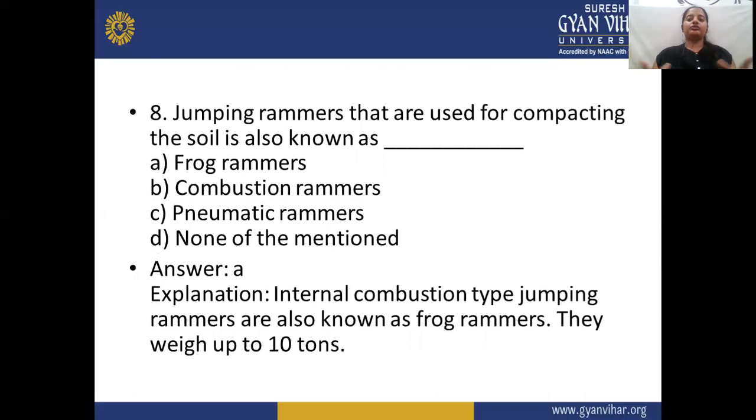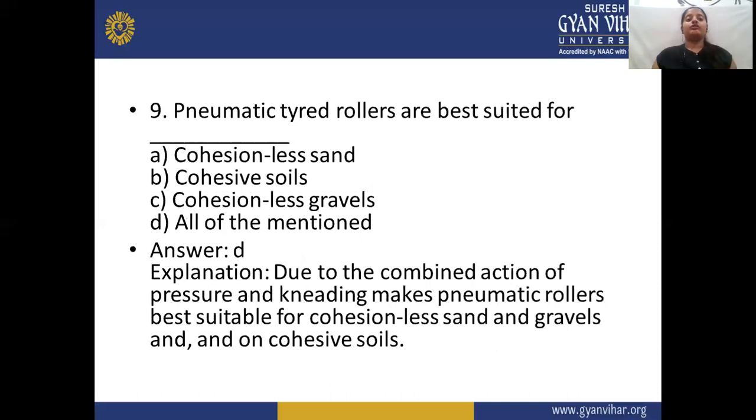Jumping rammers that are used for compacting the soil are also known as frog hammers, combustion hammers, pneumatic rammers, or none of the mentioned. We have already understood that there is a highly used rammer, which is the frog hammer, which has much better compaction ability. So the answer is frog hammers. Explanation is internal combustion type jumping rammers are also used as frog rammers. They weigh up to 10 tons. It is extremely high.